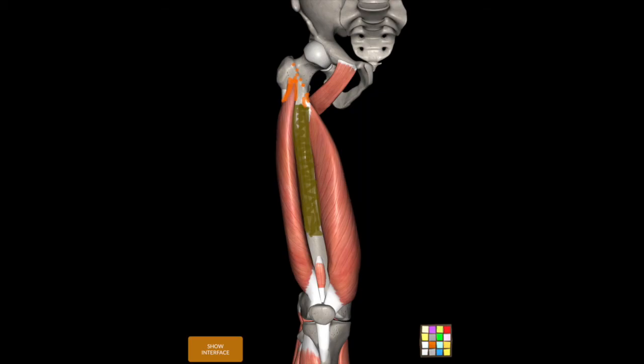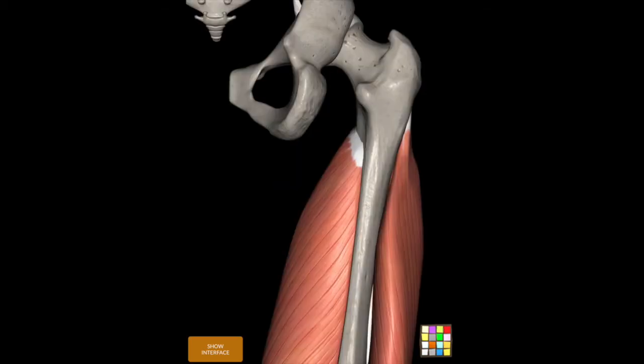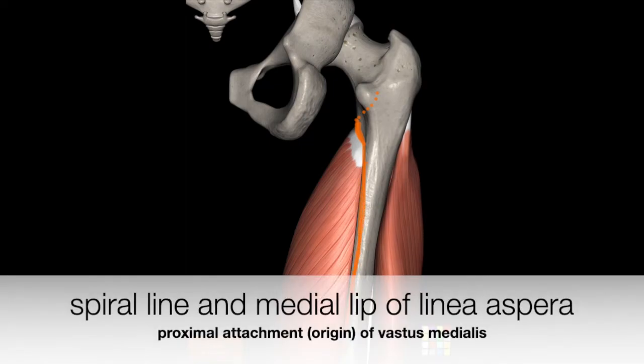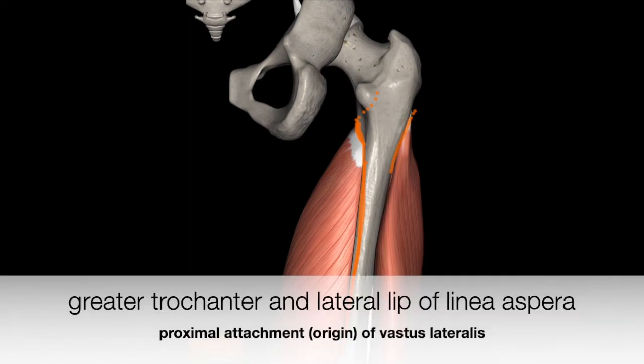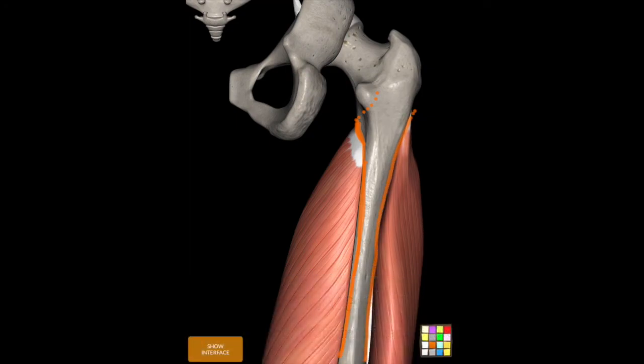If we look at a posterior view, we can see that the attachment of vastus medialis coming down from this intertrochanteric line here spirals around the proximal shaft, and this is the spiral line, and then it becomes continuous with the medial lip of the linea aspera. So that's the proximal attachment of vastus medialis. Vastus lateralis continued down on the lateral lip of the linea aspera. These attachments are via aponeurotic type fibers that feed into those lips.